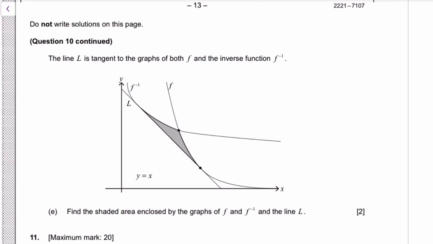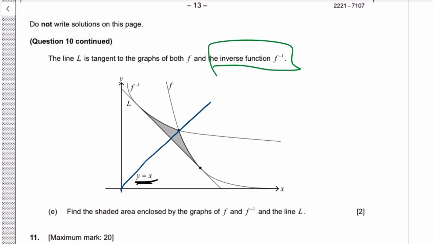Then they added the inverse of f, and now find this whole region. For some reason the line y equals x is missing, but we know it sort of goes through like this. Right, we know that because the inverse of f is the reflection of f along the line y equals x. So it has to go through like that.